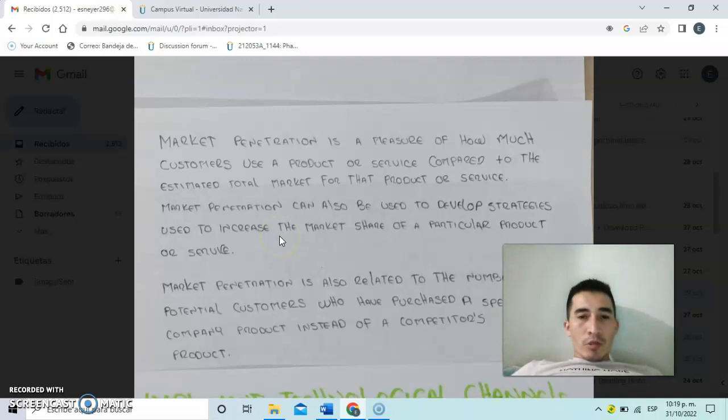Market penetration is also related to the number of potential customers we have for a specific company product instead of a competitive product.